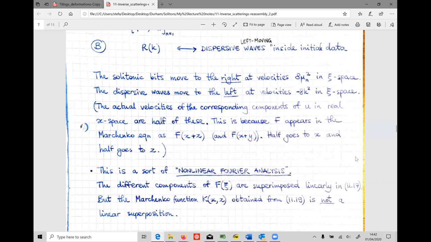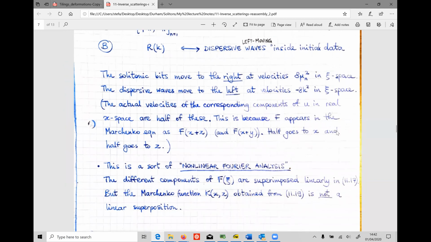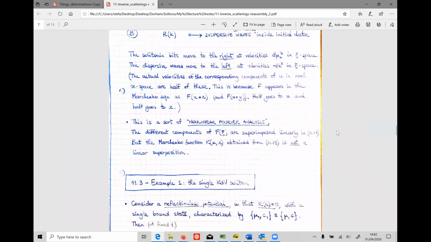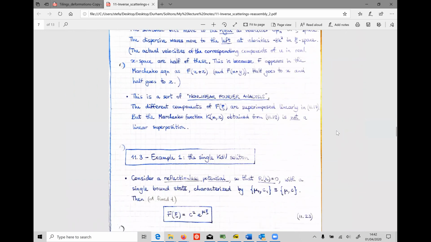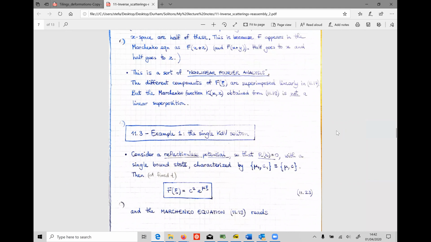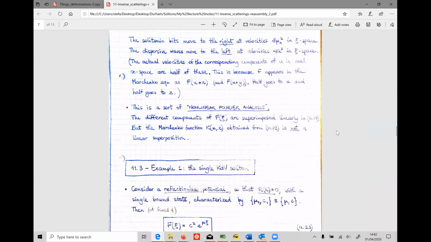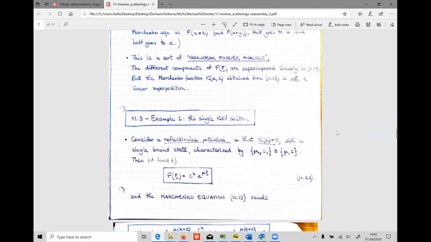Okay, so I will stop here. And again, if you're interested in looking at examples, you can read on in the notes and you'll see how the inverse scattering method using the Marchenko equation can be used, for instance, to obtain a solution with a single KdV soliton or multiple KdV solitons.